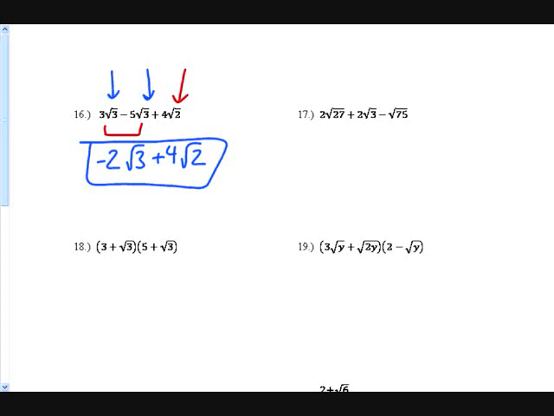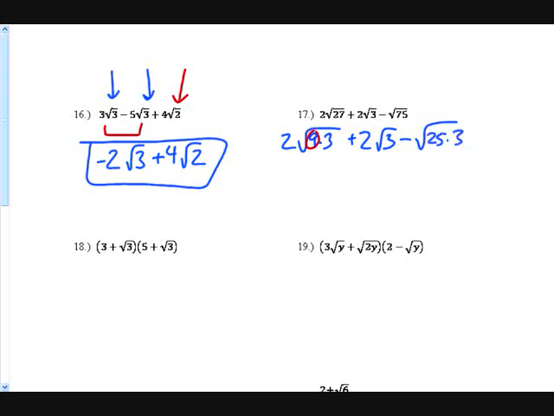For this one, I don't have any like radical terms, but I can simplify some things. So the square root of 27 I can rewrite as 9 times 3. The 2 square root of 3 I can't simplify. But then this 75 I can rewrite as 25 times 3. Getting a little ahead of myself there.